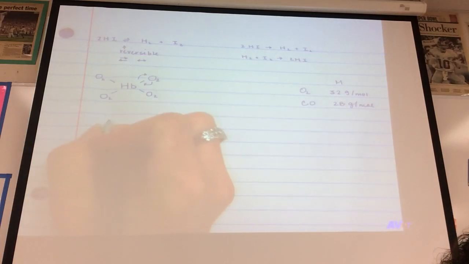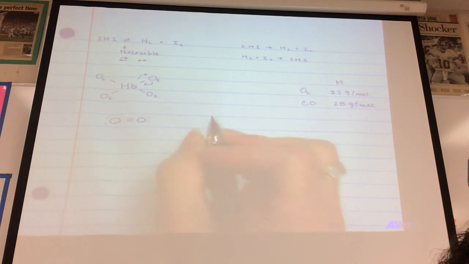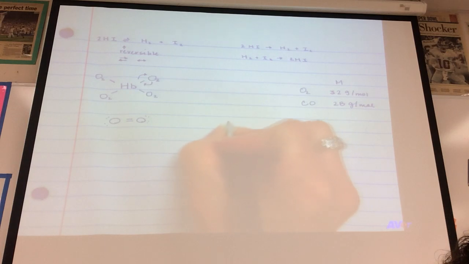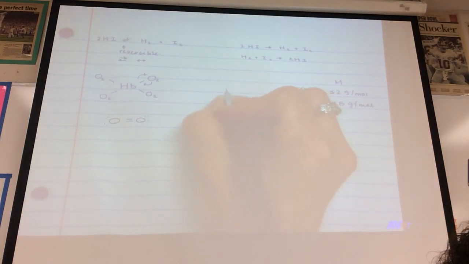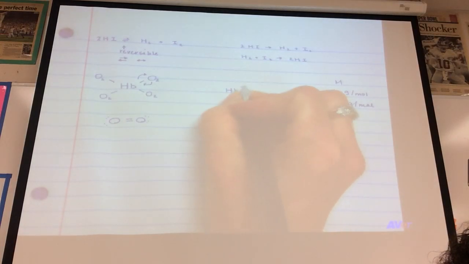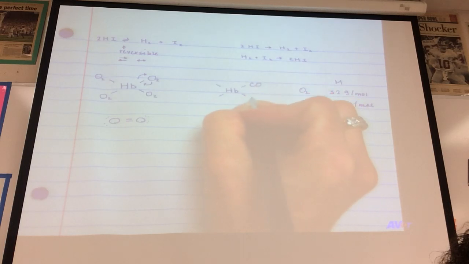If we consider the structure of oxygen, we know it has a double bond. We know it's a linear molecule. If we consider the structure of carbon monoxide, we know it has a triple bond, and this is one of the few times that carbon has a lone pair of electrons on it. So it too is linear. It turns out that the same oxygen binding sites can also bind carbon monoxide.